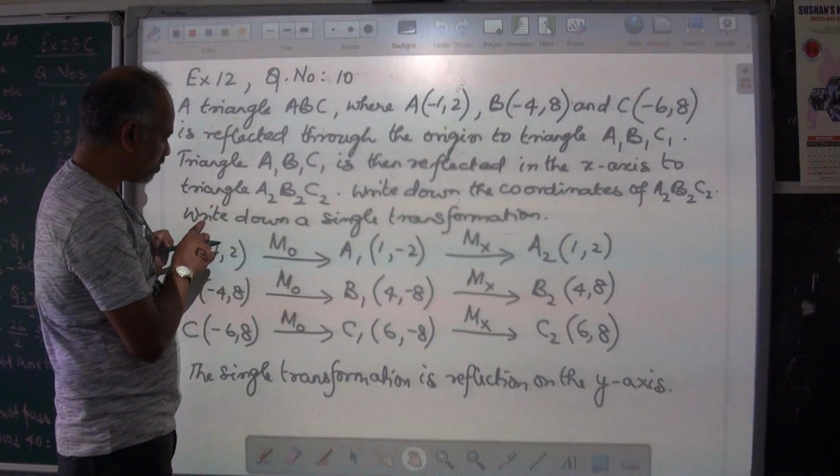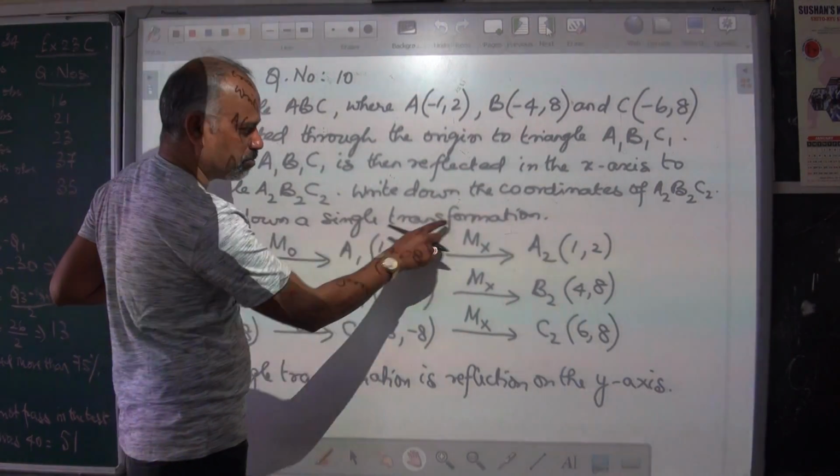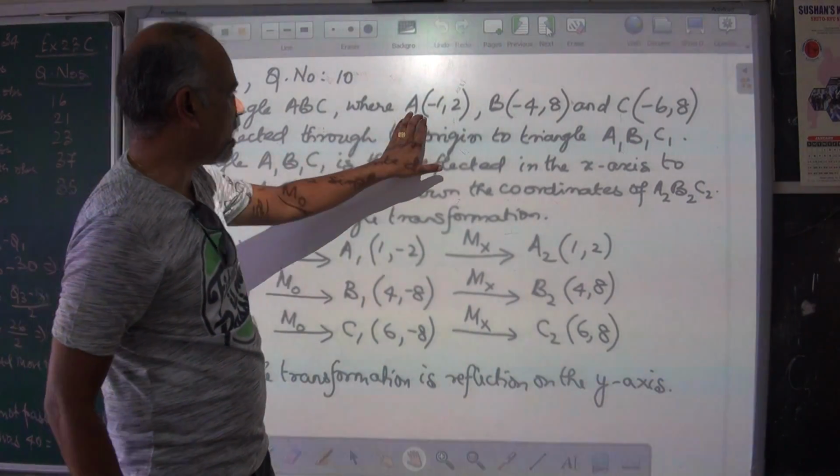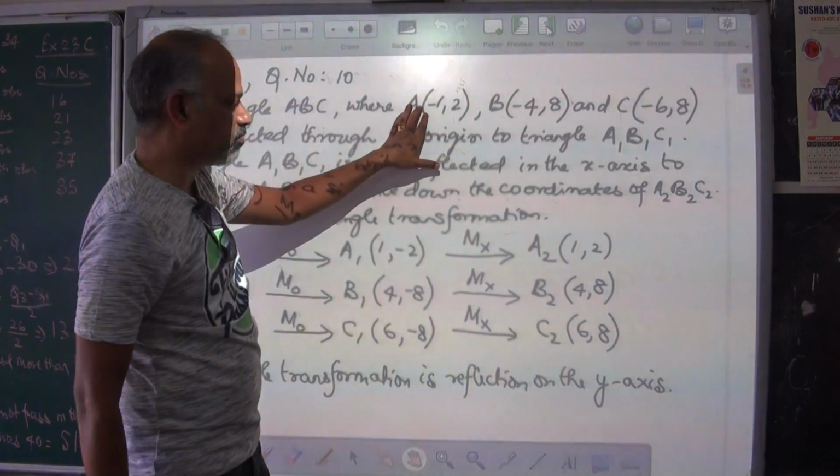And there is a last part of the question which says write down a single transformation. I'll tell you about this later. First let's do the reflection. We have to start with A, B and C. I'm going to start with A first.